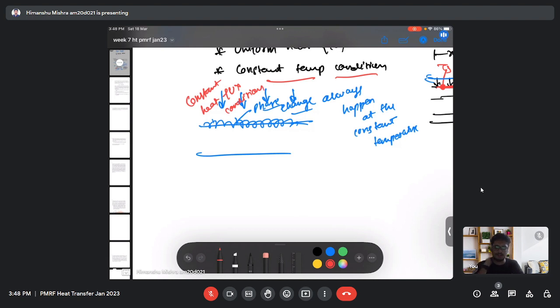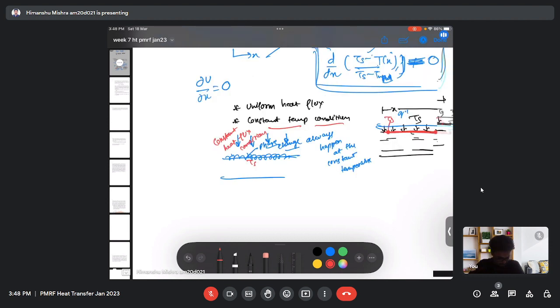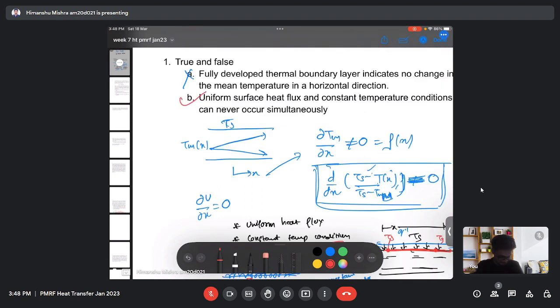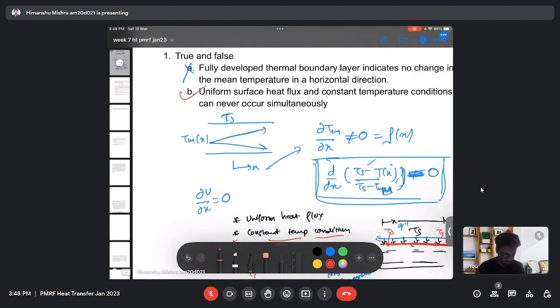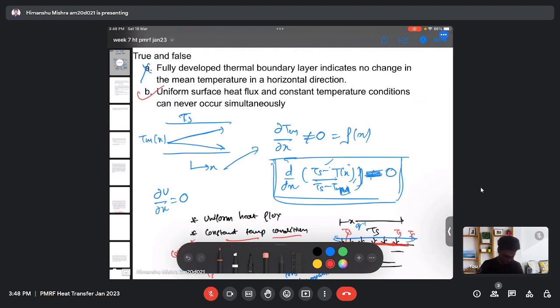So in a constant heat flux condition, my surface temperature Ts changes in the x direction, but heat flux will be constant. But in a constant temperature condition, my heat flux will change in the x direction, but my temperature remains constant. So these two conditions can never happen simultaneously. So B is the correct statement. Any doubt? Any doubt in this question?